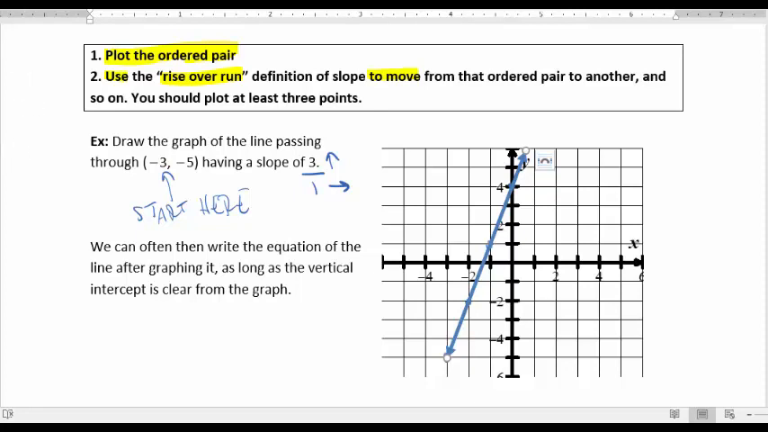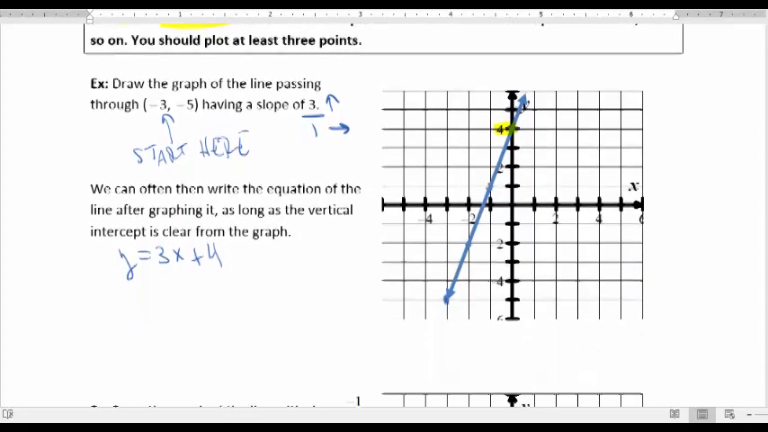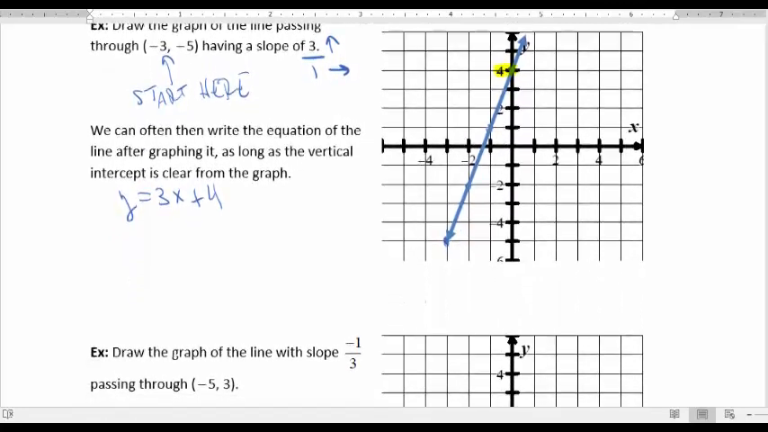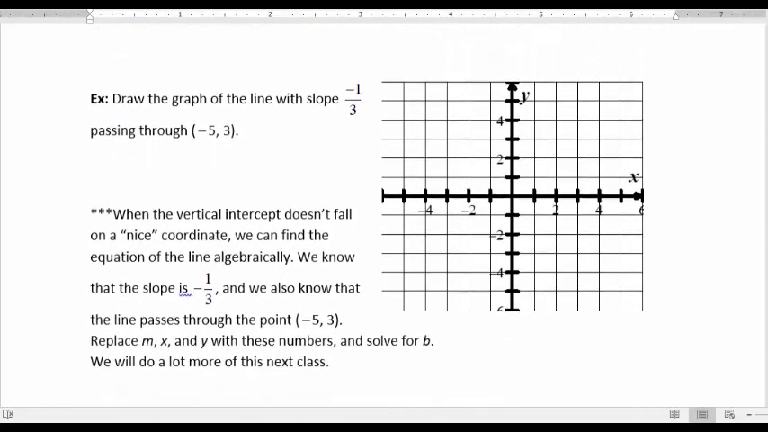Now the other thing that you should notice here, which is beautiful, is that now that we've graphed the line, we can see that this has a y-intercept of 4. So we can actually write the equation of the line. We knew the slope was 3, and now from the graph we can see that the y-intercept is 4. So we know the equation is just y equals 3x plus 4. All right, so that one worked out nicely because the y-intercept ended up exactly at an integer value, 4, which we plotted on the graph.